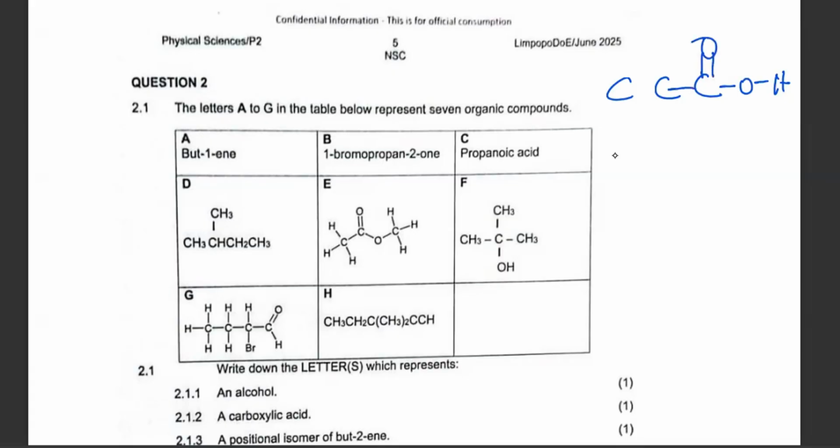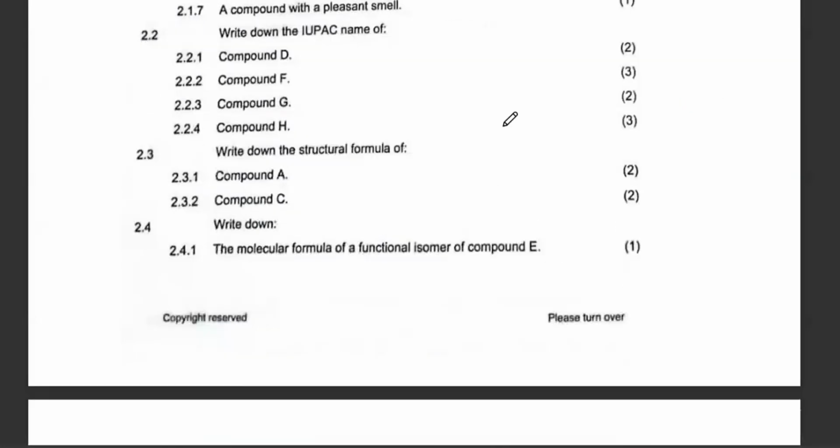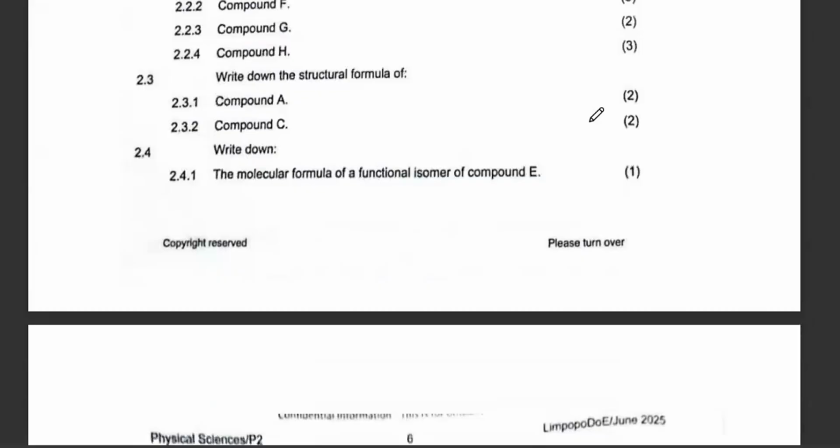So now I put hydrogens to make it full. 1, 2, 3. 1, 2, 3, 4. 1, 2, 3, 4. So it's cool. So hydrogen, hydrogen, hydrogen, hydrogen, hydrogen. So that becomes the correct answer. Get it right. Then they go to the molecular formula of functional isomer of E.